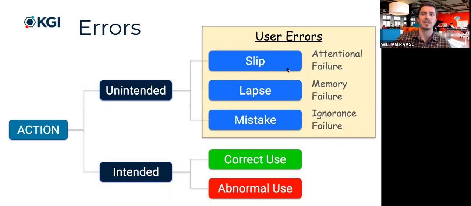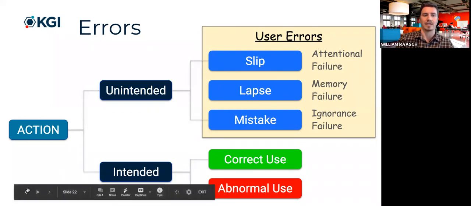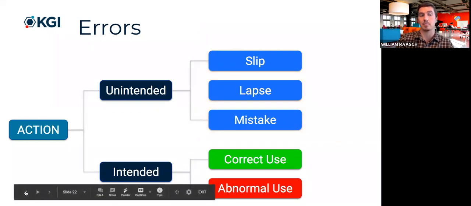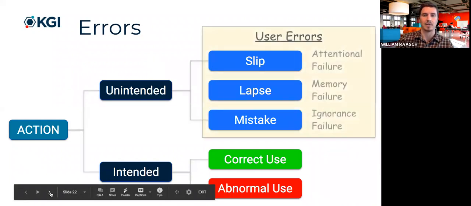So a slip means that they're not paying attention and maybe they click the wrong button, right? So I'm trying to navigate the slides. I accidentally go backwards when I didn't mean to. Instead, I meant to go forwards. So that's an example of a slip.